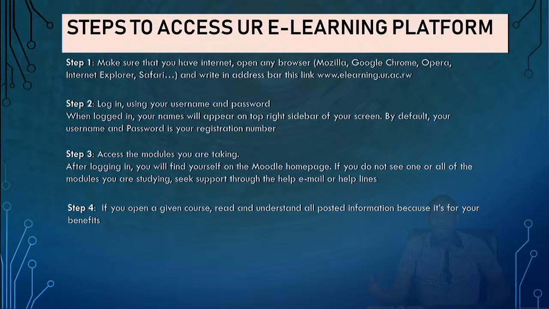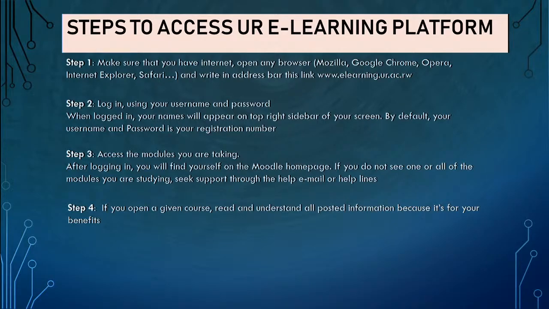How to get access on this UR e-learning platform? Step number one, you have to get internet first. It's mandatory. At the starting point, internet is mandatory. Number two, on your device that you are using, either it's a laptop or a mobile phone, you have to open your browser. When we say browser, we're saying like Mozilla, Google Chrome, Opera, Internet Explorer, Safari, things like that. All of those are called browsers.